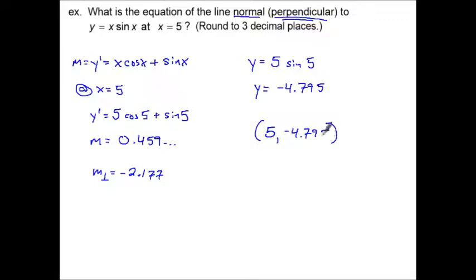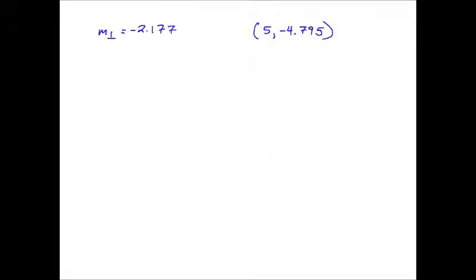Okay, and I don't know if I'm going to quite squeeze this in here. I'm going to skip to the next slide to do the rest of it. Again, here's my relevant information. So, of course, I go to my point slope form now. So, y minus my rather icky y, negative 4.795, equals the slope of my perpendicular, or normal, 2.177, times a very nice looking x minus 5.